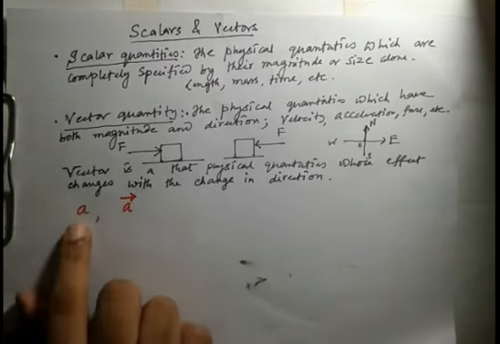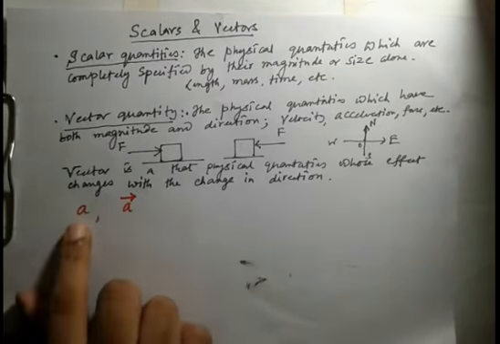Now the next one is the graphical representation of vectors. So write down: graphical representation of vector. How do we represent it graphically?